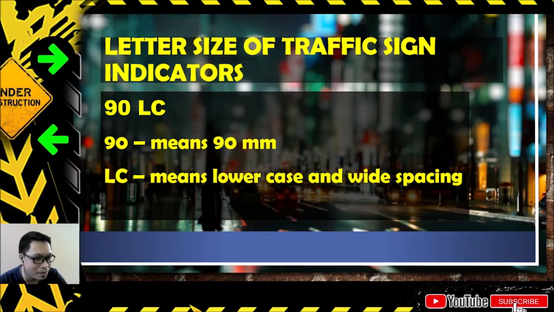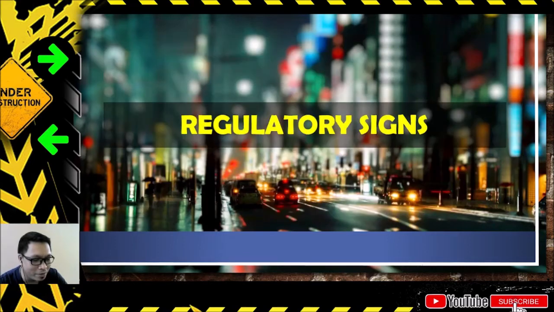Okay, what about 90 LC? 90 means 90 millimeters. Then you have to make use of L. LC means that you have to make use of lowercase and wide spacing. Of course, if you make use of lowercase, you also have to make use of wide spacing.